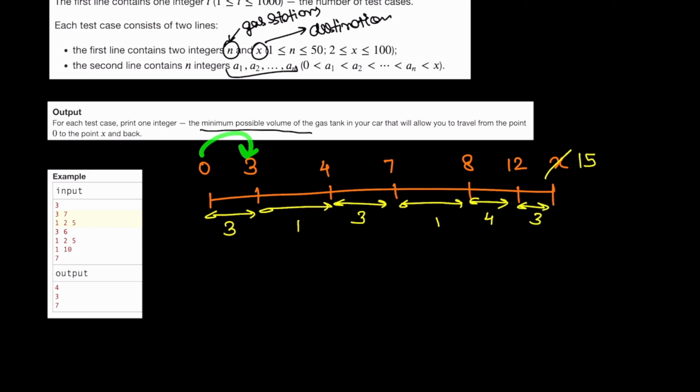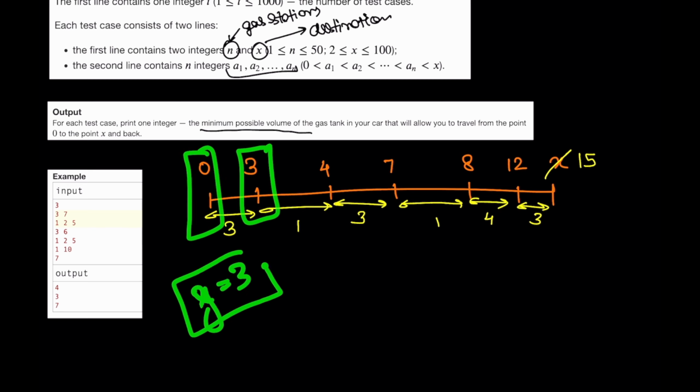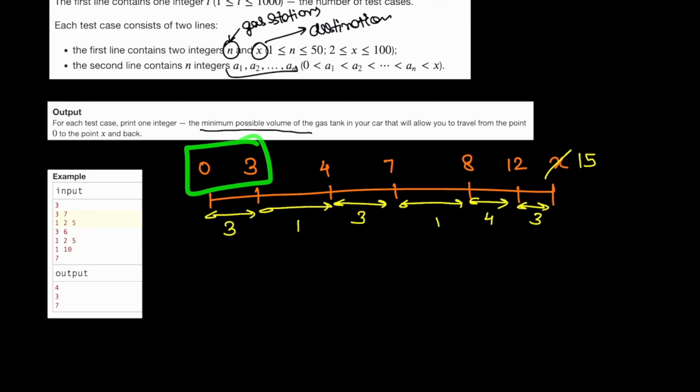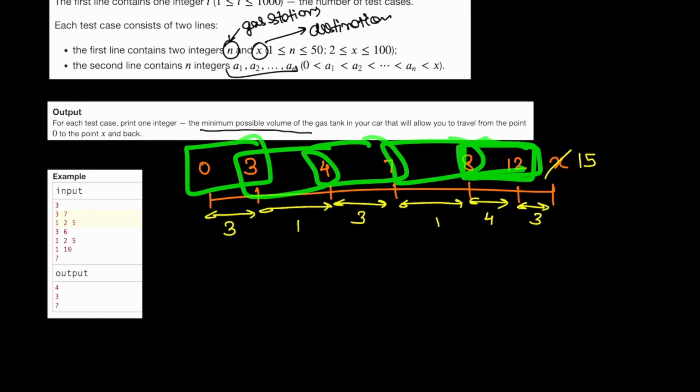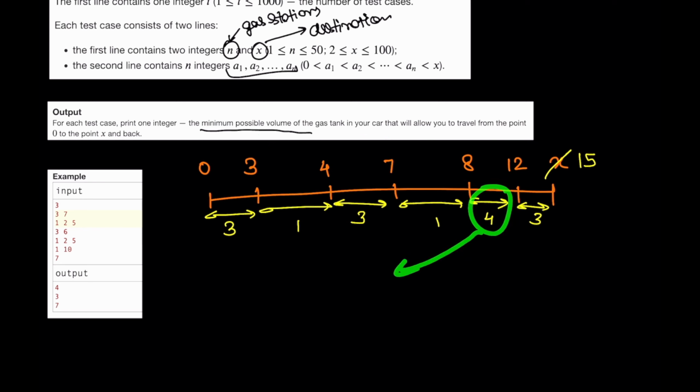So going to here we require 3, then 1, again 3, again 1, again 4, and 3. What we can assume is that at the gas station our tank would be empty. Let's suppose here we have a capacity of y, here it will be empty. So what would be the capacity here? We'll assume that to be 3, right? In 3 we can cover these distances, but with 3 we won't be able to cover this distance. So our maximum capacity needs to be 4. Right? So 4 is our answer.